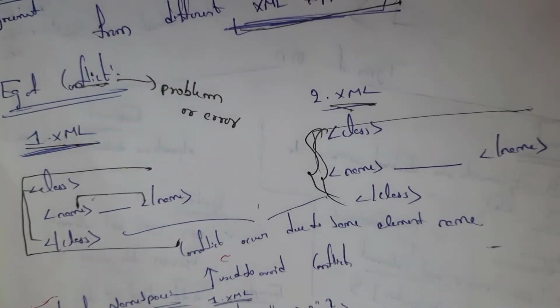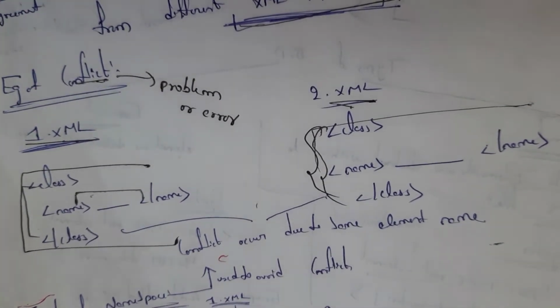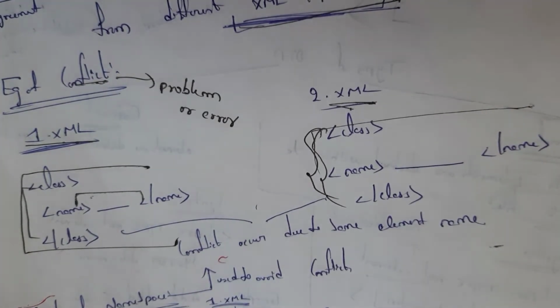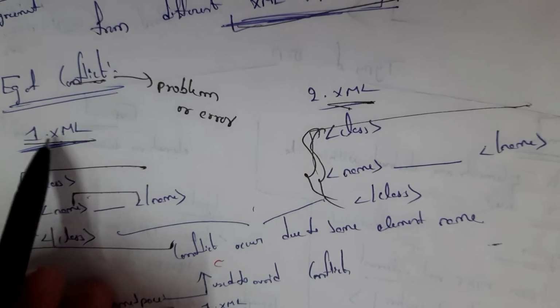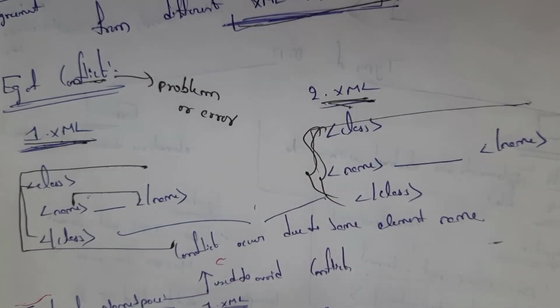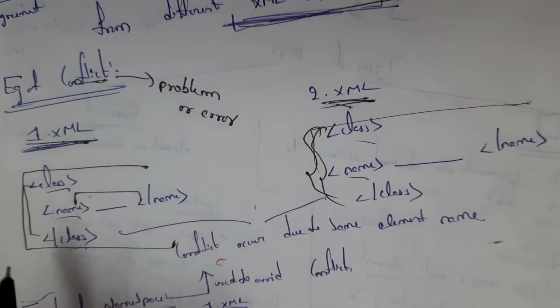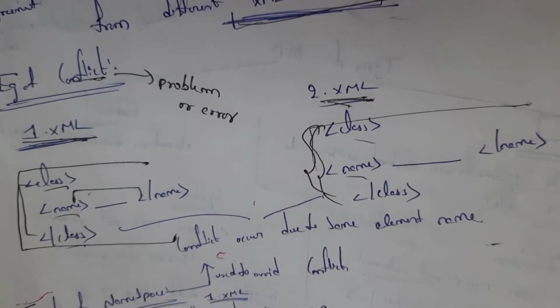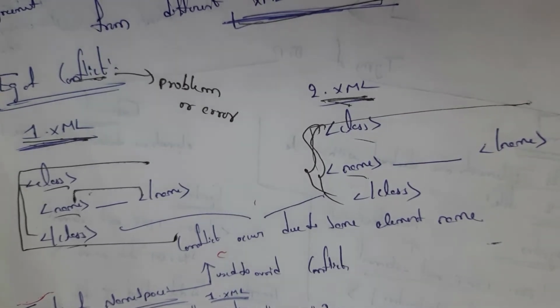So problems occur when the element name is the same. The element names in the XML1 document and in the XML2 document are the same. See, class, name, and similarly class. All these element names are the same. So conflict occurs.